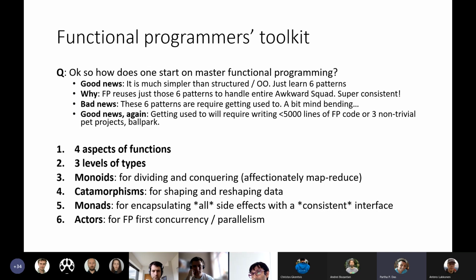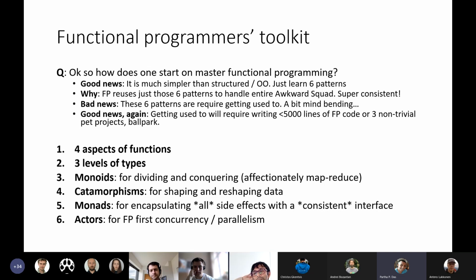Good news again: getting used to this will require around 5,000 lines of code, or 3 non-trivial pet projects. Ballpark. If you can get past that number, you would have gotten the hang of it. And I can guarantee you, you will never go back; writing code any other way will feel alien to you. You'll be like, why am I doing this to myself? Now, it doesn't mean that FP is better or OO is worse. It just means that some of these patterns of thinking need to start seeping into your day-to-day programming. That's what makes you a better programmer.